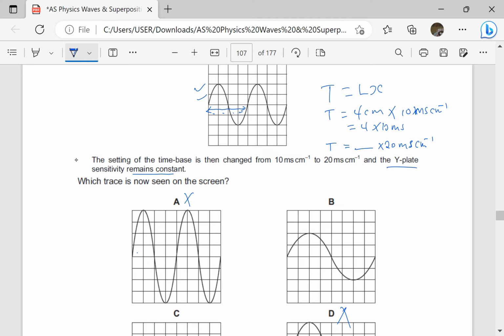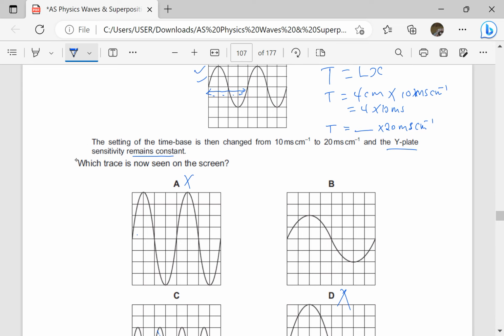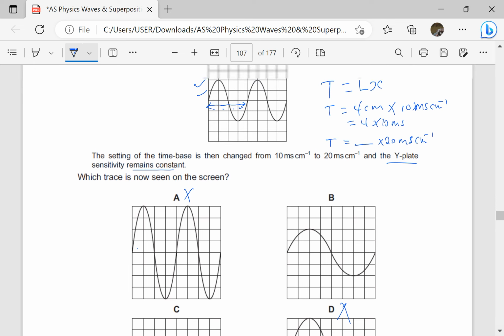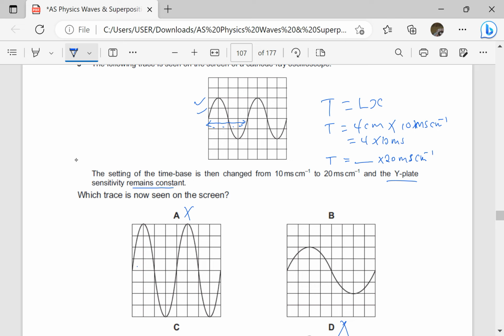If the time base setting is changed, it means the period has been increased. The frequency must have been decreased. Initially the period was 4 times 10 milliseconds, and this was represented by 1, 2, 3, 4 boxes. Now the time base setting has been increased. It means the period doubles. If the period doubles, it means the frequency must be halved.